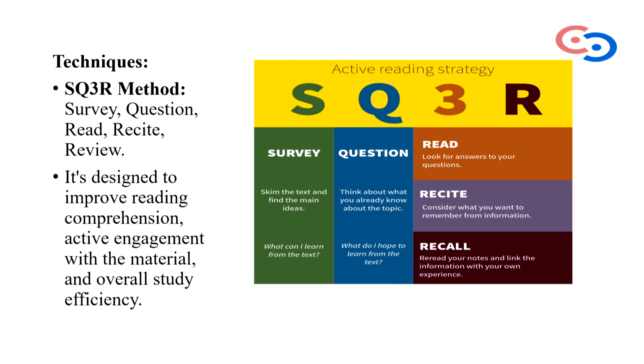Then this is another technique for study habits, the SQ3R method. SQ3R stands for survey, question, read, recite and review. It is designed to improve reading comprehension, active engagement with the material and overall study efficiency. Survey means skim the text and find the main ideas, what can I learn from the text. Then you have to question yourself, think about what you already know about the topic, what do I hope to learn from the text. Then read, look for answers to the questions that you have already written. Recite, consider what you want to remember from the information. Review, reread your notes and link the information with your own experiences.